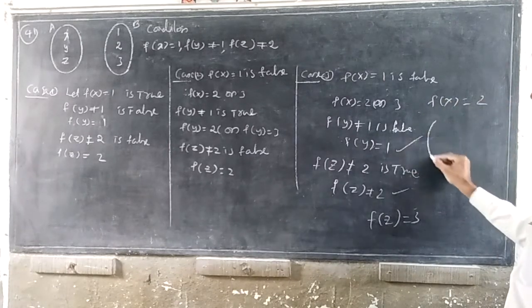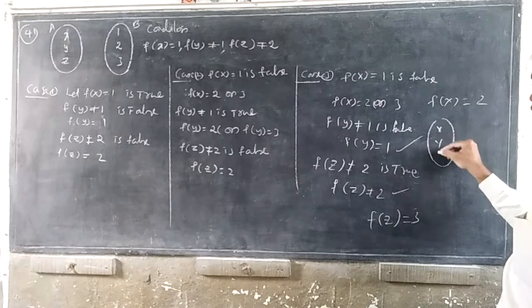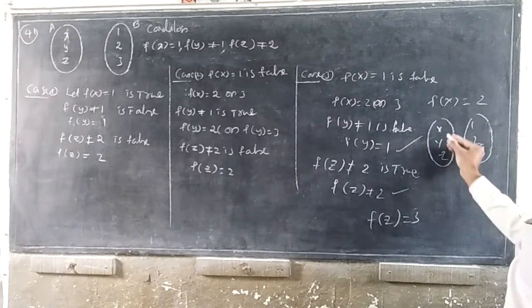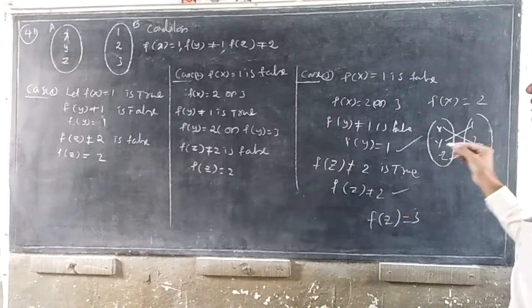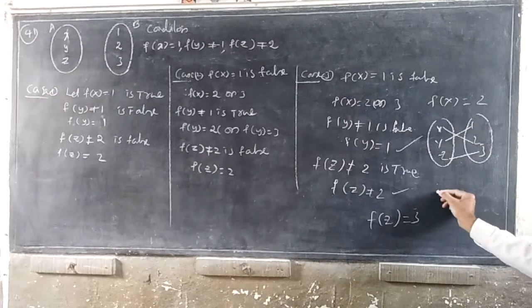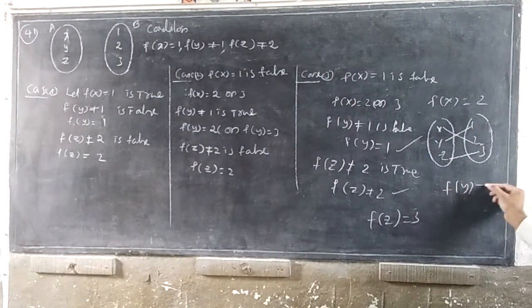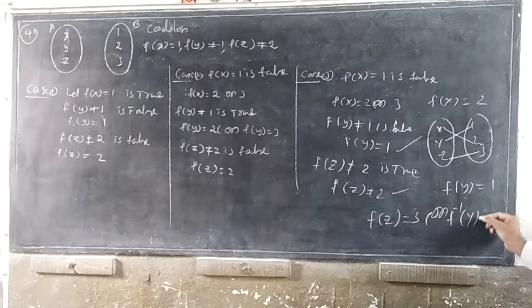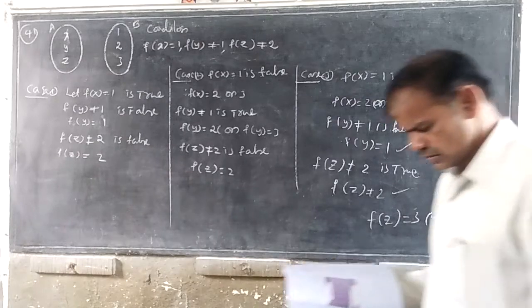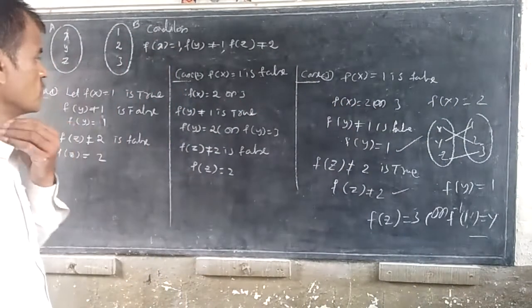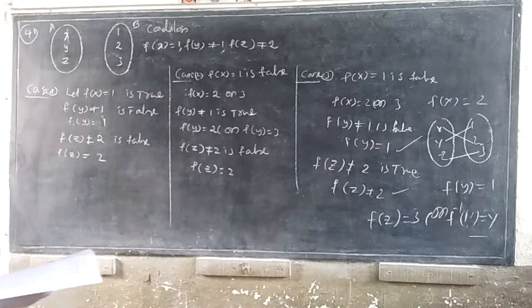So the concept is like this: x, y, z, and here 1, 2, 3. Map like this: x to 2, y to 1, z to 3. This is the correct way. These two are not improper. Therefore, you can say that f of y equals 1, or f inverse of 1 equals y is the correct answer. F inverse y equals 1 is the correct answer. Yes, option 2. These are not improper.